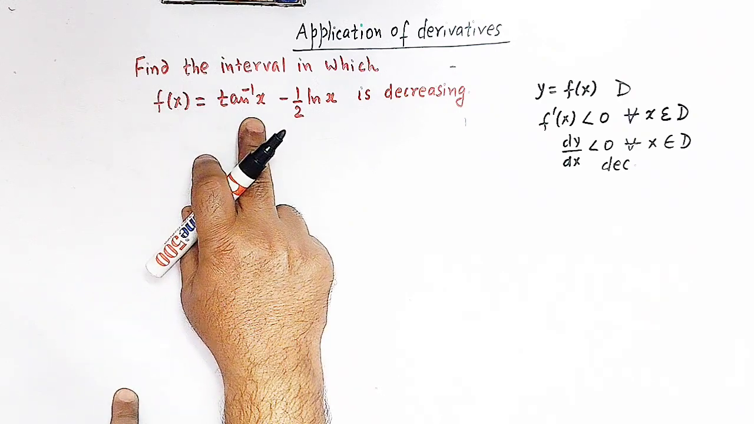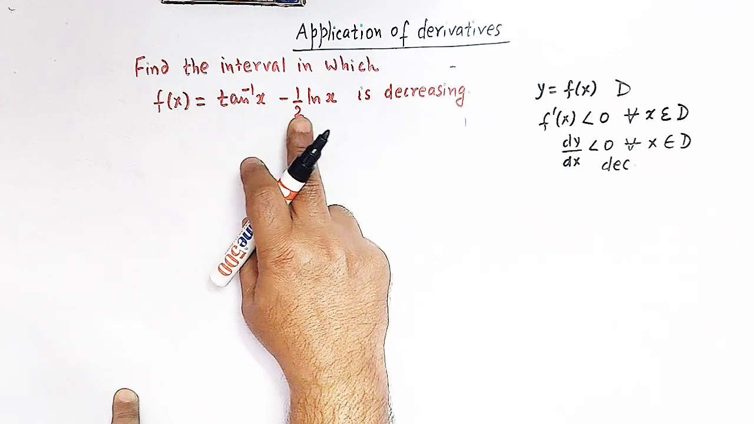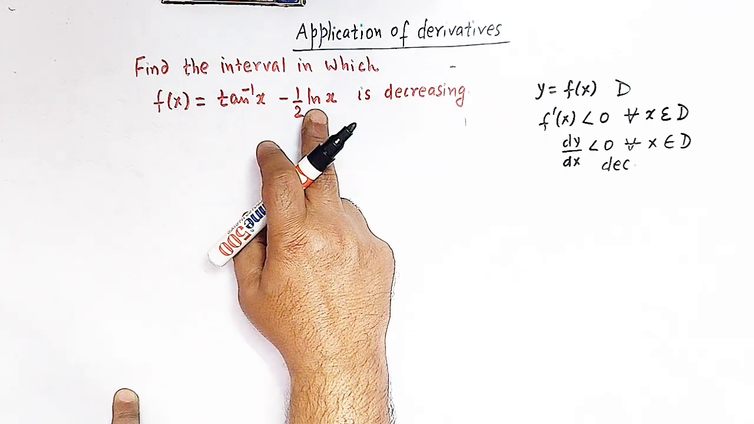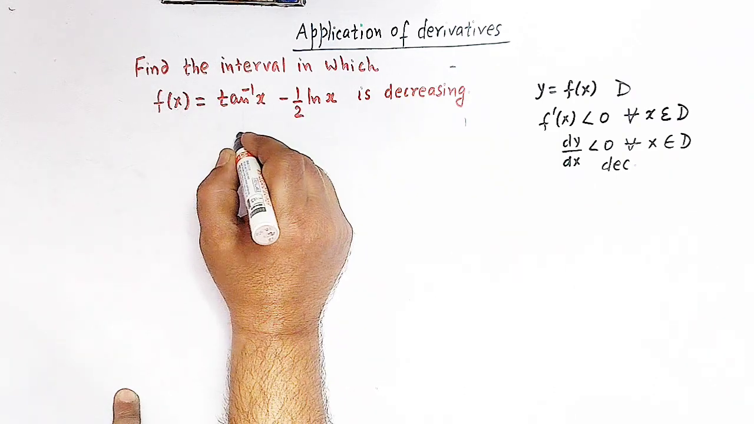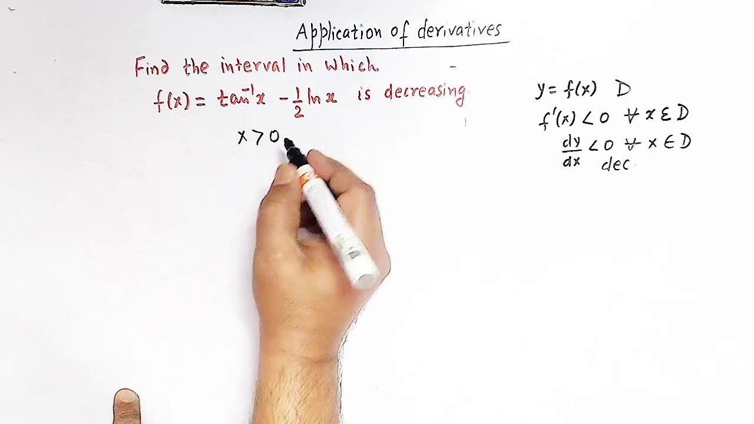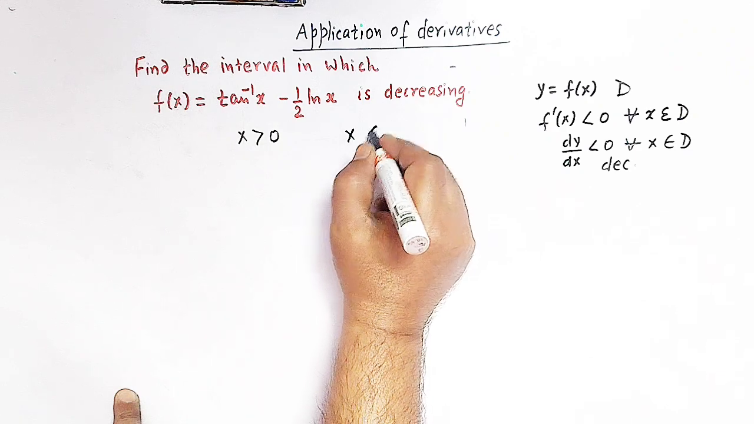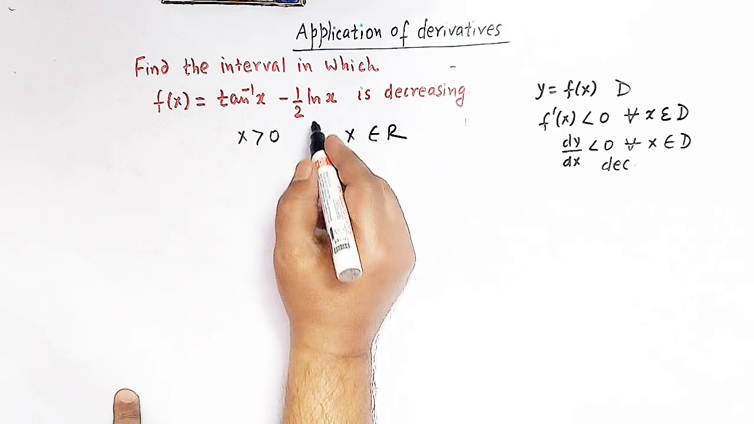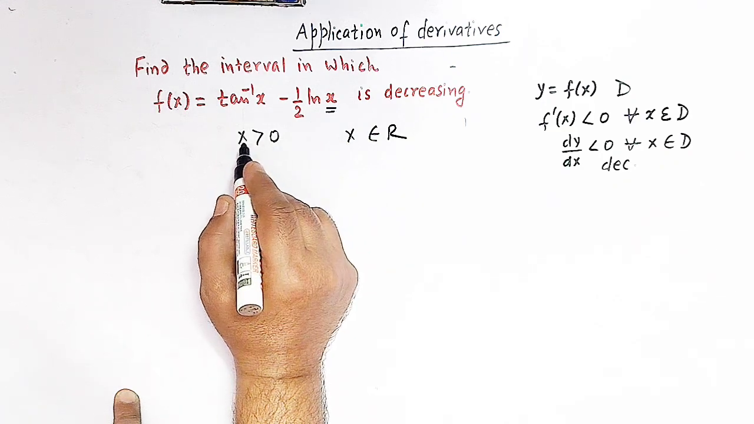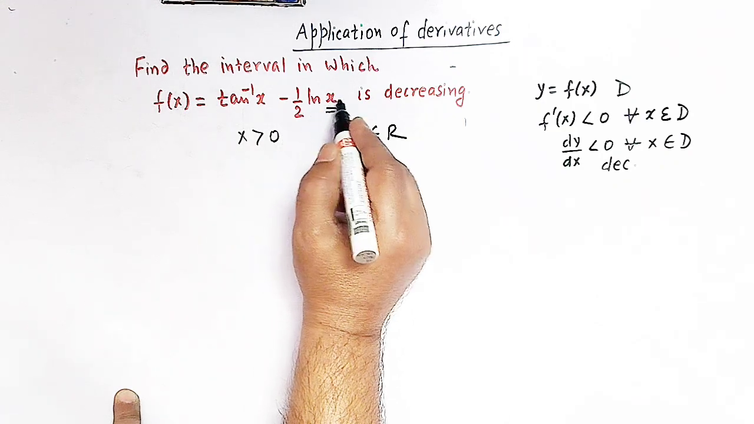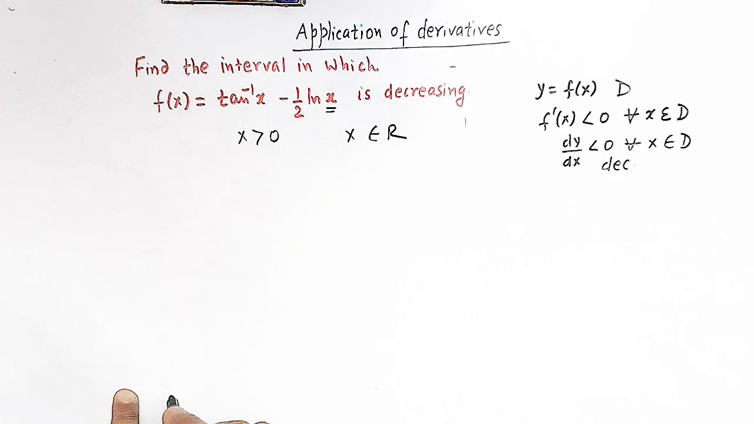So let us first quickly look at this function. So here we have tan inverse x, and here we have minus half times natural log of x. Now the domain of this function is given by all x greater than 0, because we know that tan inverse x is defined for all real numbers, but here we have natural log of x, so here x should be strictly greater than 0, because the natural log is defined only for positive numbers.